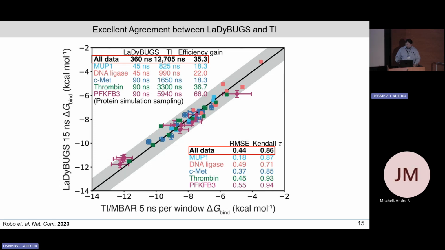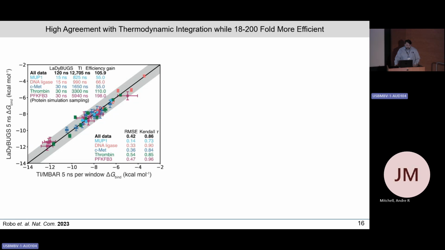But to see if that was the best efficiency gain we could get, we tried it with LaDyBUGS when we only ran it for 5 nanoseconds total and compared the data. And you can see the RMSE and the Kendall tau are actually quite similar to when we ran LaDyBUGS for 15 nanoseconds and compared it to TI. Now in this case, across all of our data, LaDyBUGS has 120 nanoseconds, and for TI we're looking at 12,705 nanoseconds, for an efficiency gain of over 100.